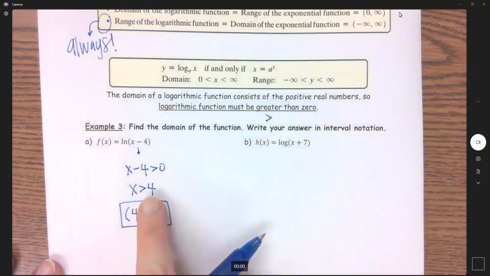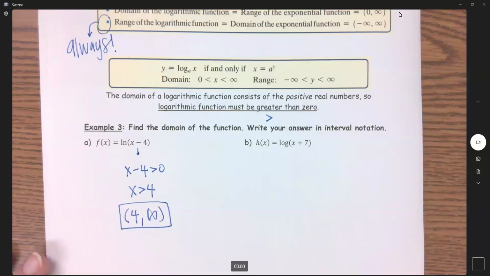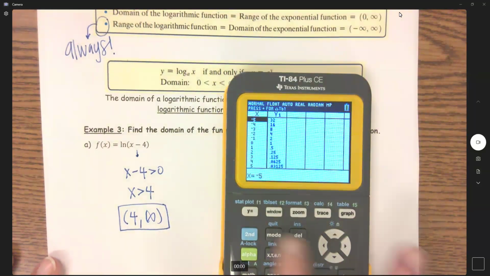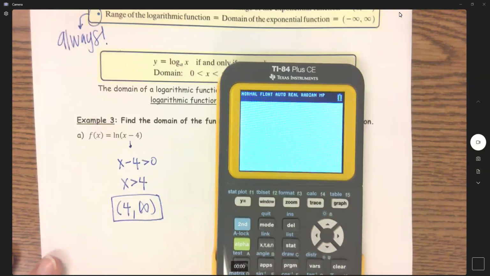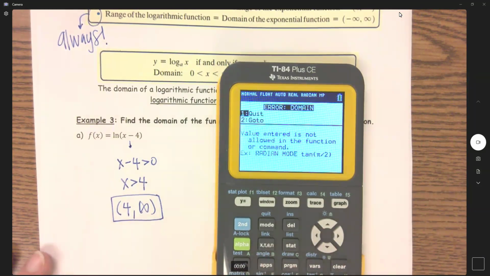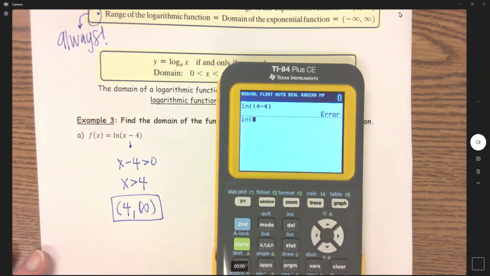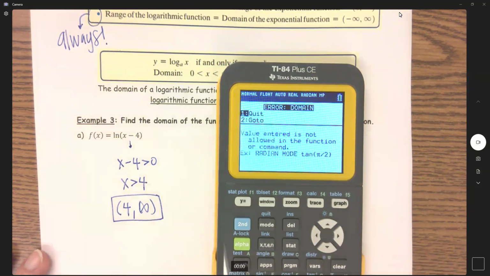That 4 has a parenthesis because x cannot equal 4. And you can try that. If you put this in your calculator, if you do the natural log of 4 minus 4, plugging in that number here, we get a domain error. But if I do the natural log of 4.01 minus 4, no, I guess that's too close. I was trying to prove a point and that didn't help, did it?